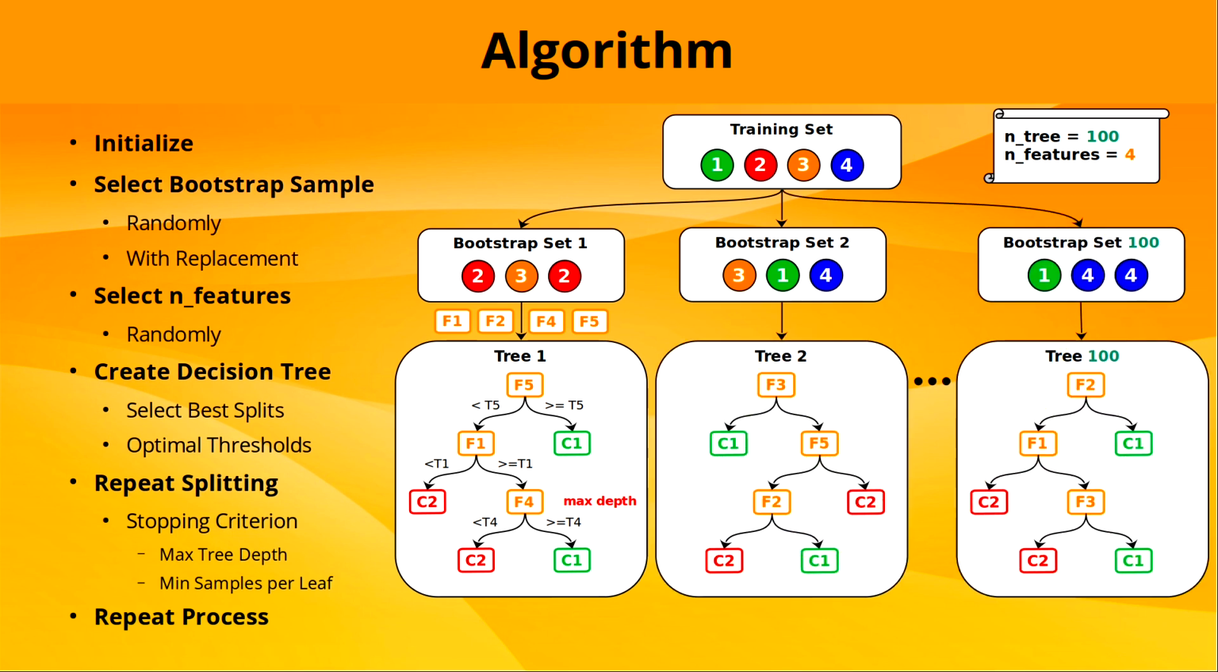Note that these steps represent a general overview of the random forest algorithm. The exact implementation may vary depending on the specific framework or library used. Additionally, there may be other optimizations or variations that can be applied to improve the algorithm's performance or address specific requirements of the problem at hand.